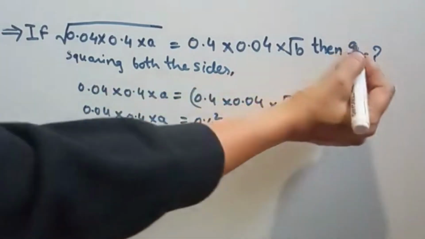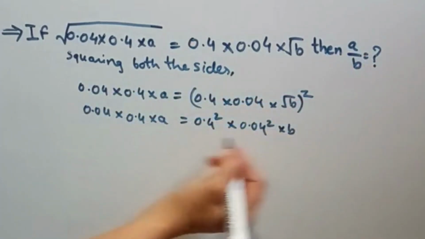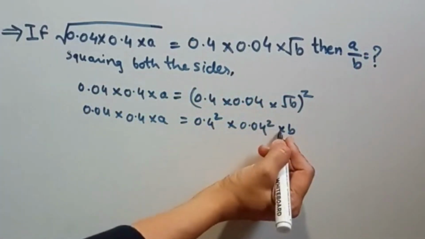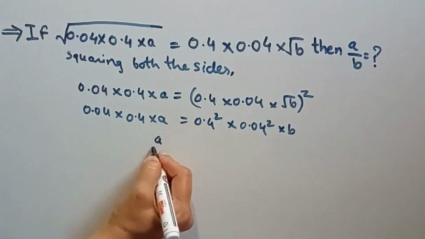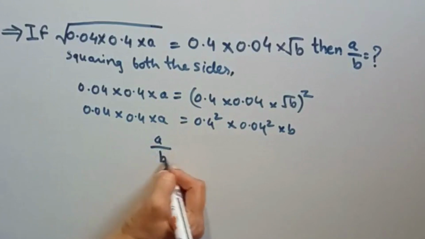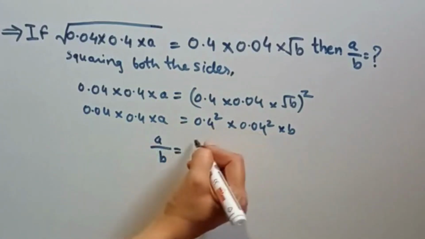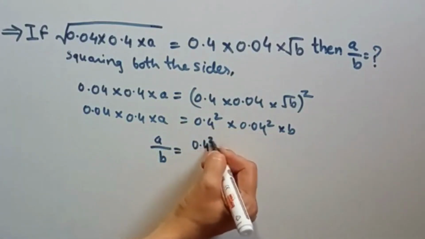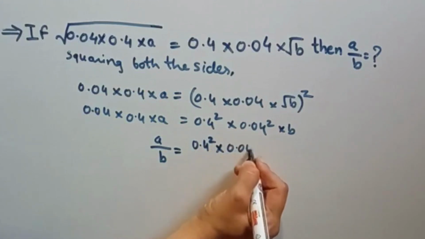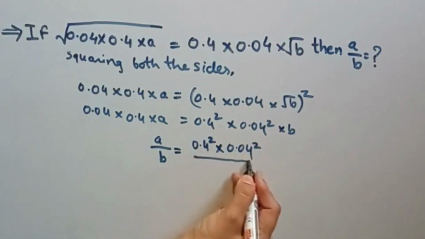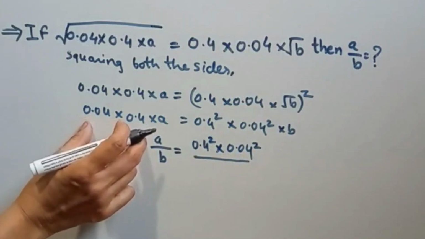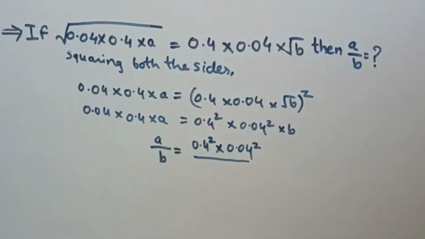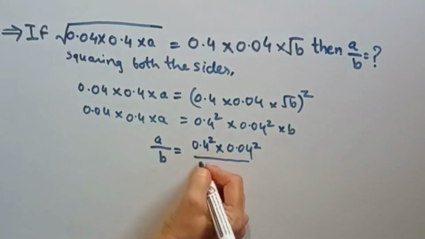Now we have to find the value of a by b, so we'll bring this b to this side. This is with the multiplication sign. When it comes to the left hand side, it will become division, so a by b is equal to, this will keep as it is. Now we'll bring this term to the right hand side. This is with the multiplication sign. When it comes to the right hand side, it will become division.